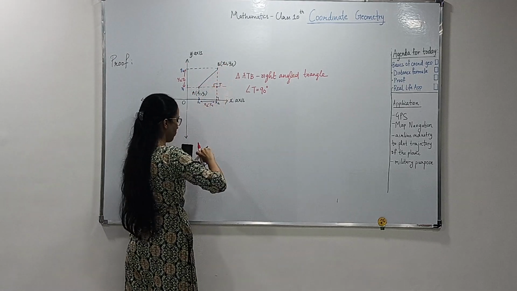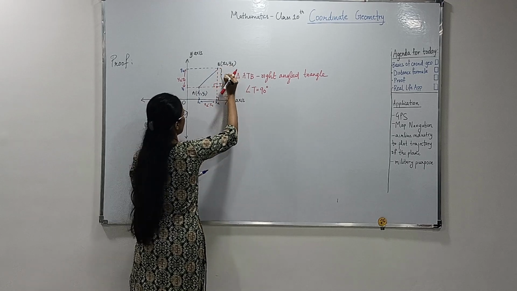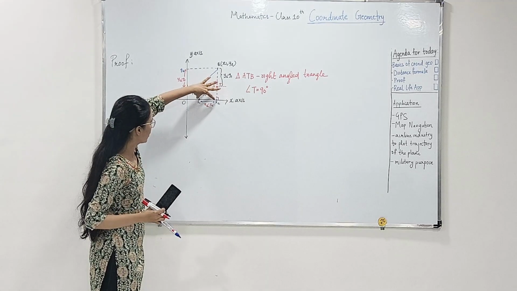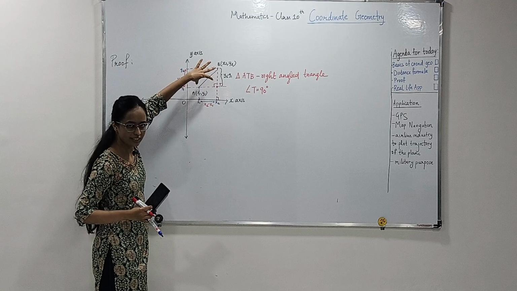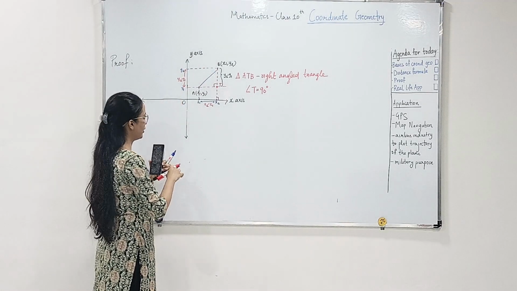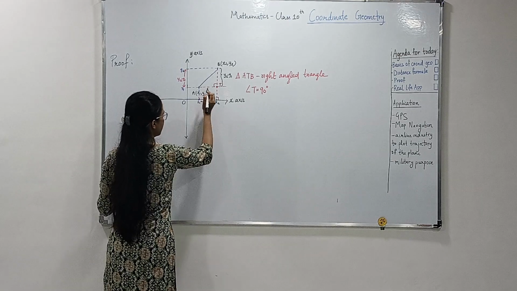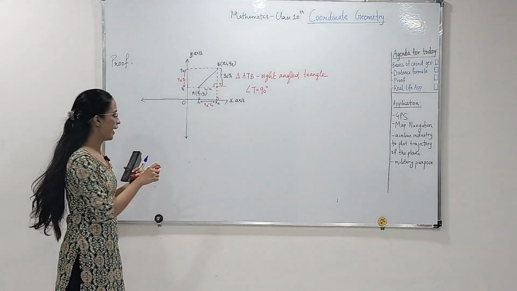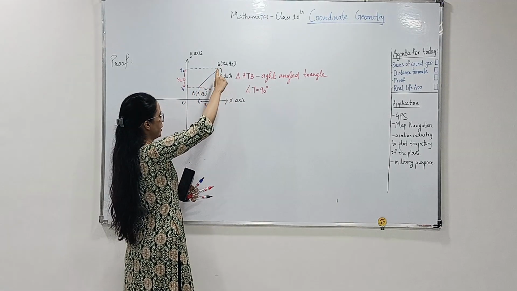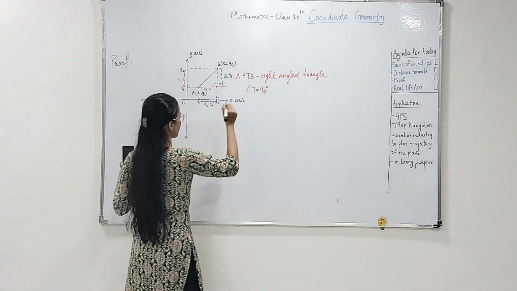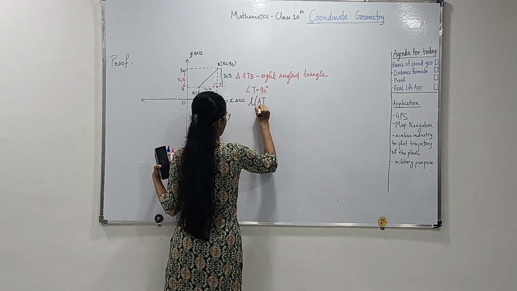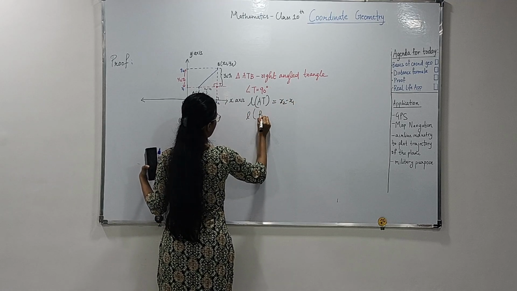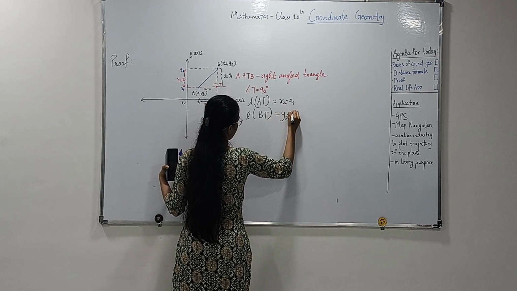So this value, I'm talking about this length, would also be how much? Y2 minus Y1. Similarly, this length is equal to this length, AT. Therefore, the length of AT would be x2 minus x1, right? So here we have a right angle triangle ATB with the length of side AT as x2 minus x1 and the length of side BT as y2 minus y1.